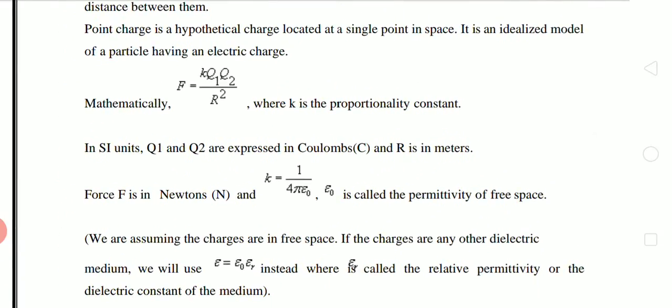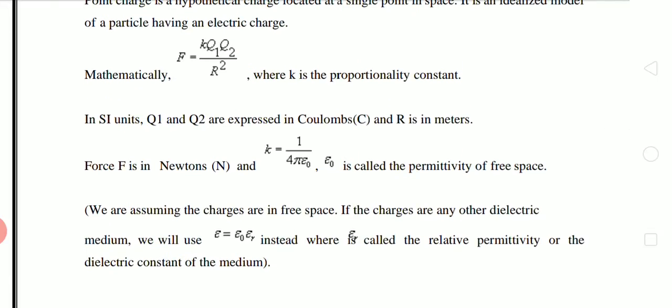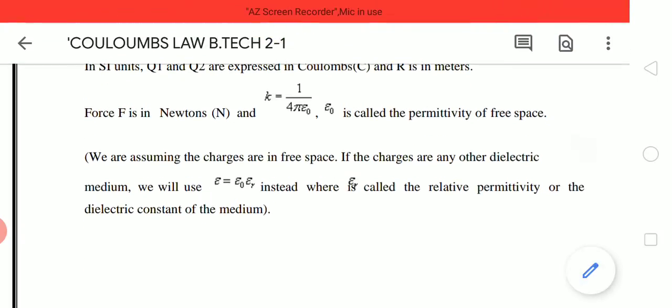Mathematically, we define F is equal to K Q1 Q2 by R square, where K is the proportionality constant. In SI units, Q1 and Q2 are expressed in coulombs and R is in meters. Force F is in newtons and K is equal to 1 by 4 pi epsilon naught, where epsilon naught is called the permittivity of free space. We are assuming the charges are in free space.